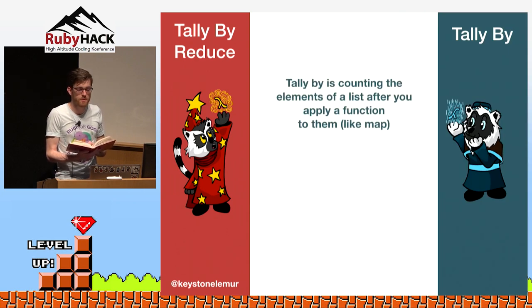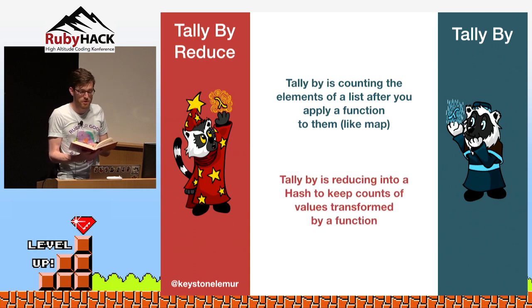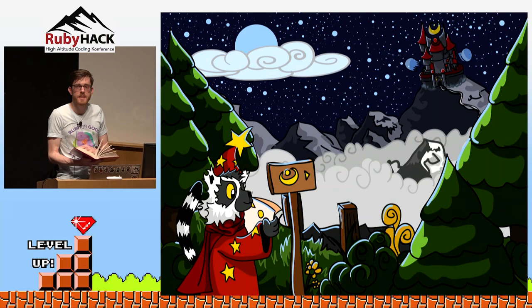So to take a look into it, tallyby is counting elements of a list after you apply a function to them, kind of like map. Tallyby with reduce is using a hash to keep counts of values transformed by a function, so kind of like map. So with that, Red was headed back to visit his master and tell of everything he had learned.